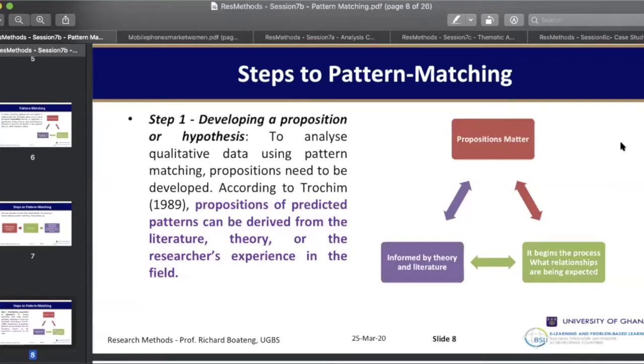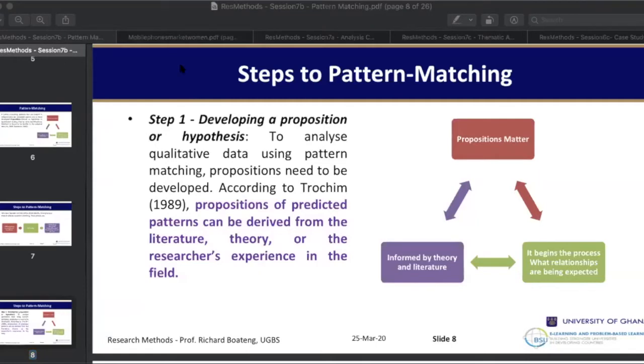Let us define our propositions, the relationships, and I'll show you one. There is another study that I did in Nigeria in which we clearly stated our propositions when we began. Let me see if I can find it. Okay, I think I have it here.